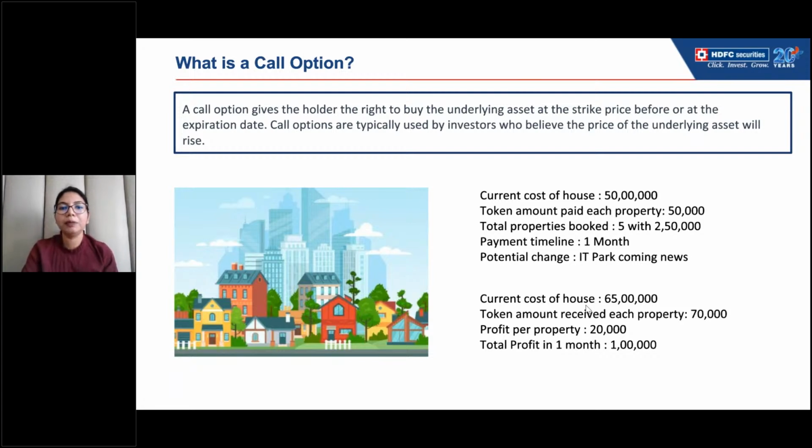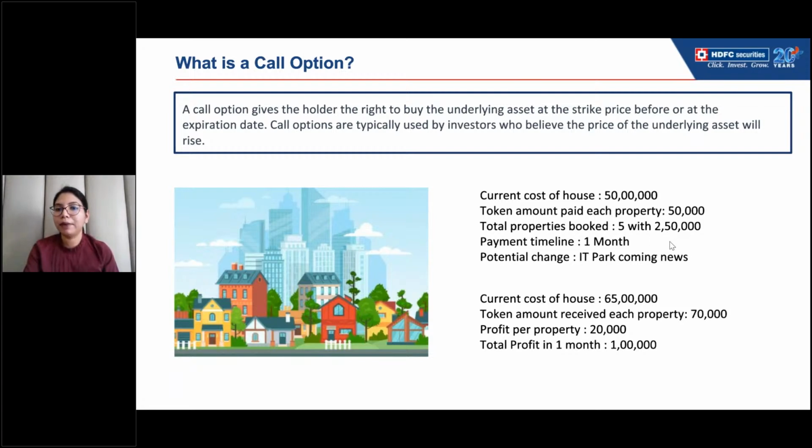So what happened in the period of 1 month? You made a profit of 20,000 on each property. 1 लाख का आपने प्रॉफिट बनाया आपके इनिशियल इन्वेस्टमेंट पे 2,50,000 पे, करेक्ट? So in this case, you did not even own one single property, correct? But you made some profits based on the bullish news that was going to come out. But इसमें ये भी possibility थी कि that news was only a rumor. Okay, in that case you would have lost all your token amount.